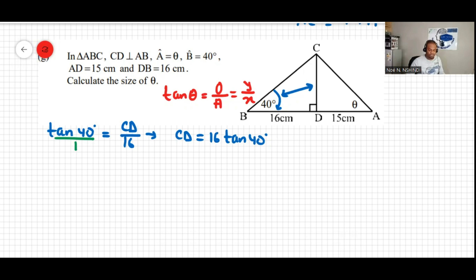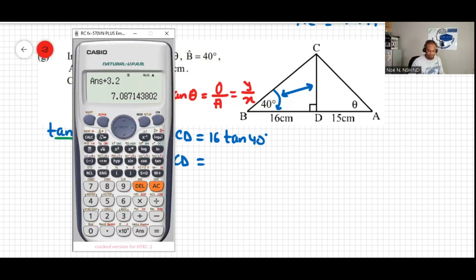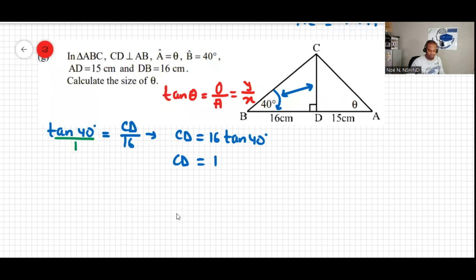Now we will calculate what CD is equal to in the calculator. So we can do 16 multiplied by tan 40 degrees. And then this is equal to 13.4. That's the length CD. Then we can use that information to find the missing angle here, the angle theta.